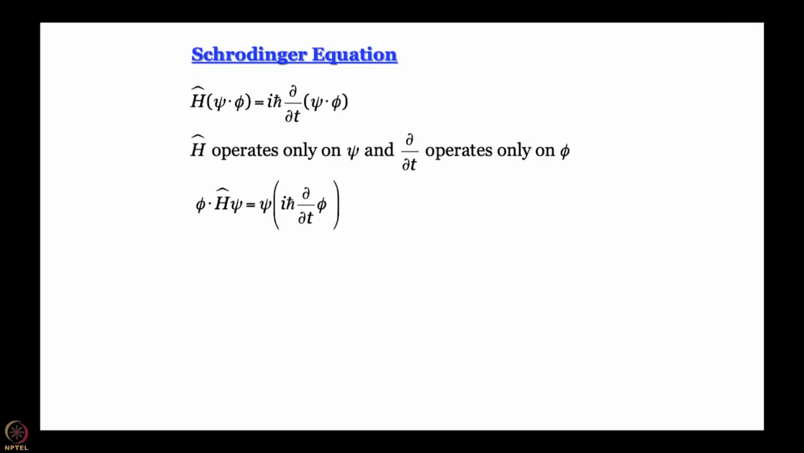So, we can write like this. On the left hand side, we can take phi out and write phi H psi. On the right hand side, we can take psi out and write psi multiplied by iħ del phi del t. And then we can divide both sides by the product psi phi. This is what we get: H psi divided by psi on the left hand side, and on the right hand side, 1 by phi multiplied by iħ multiplied by del phi del t.